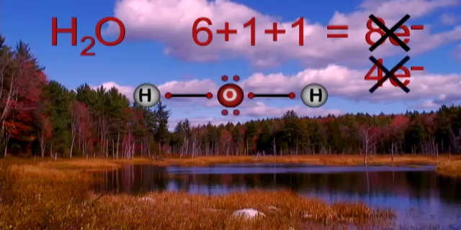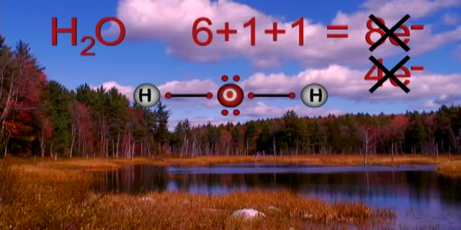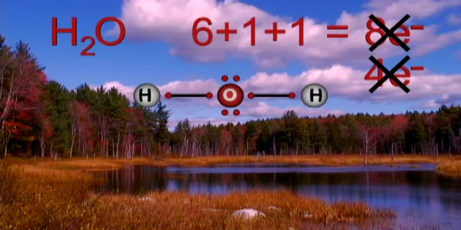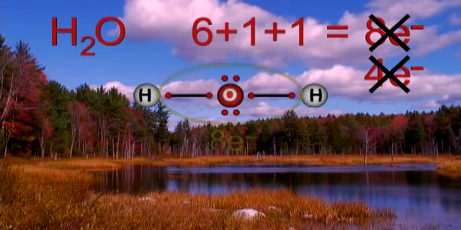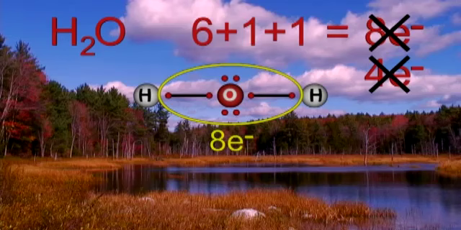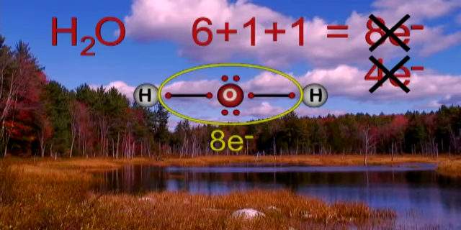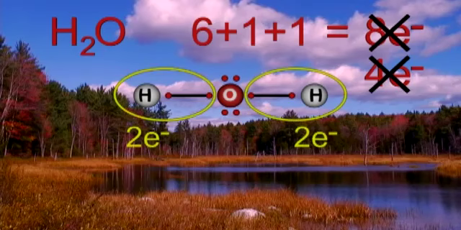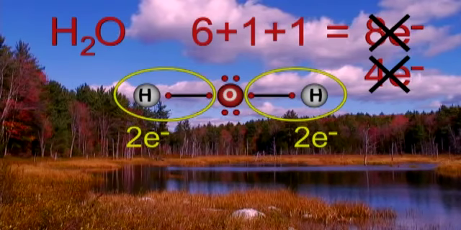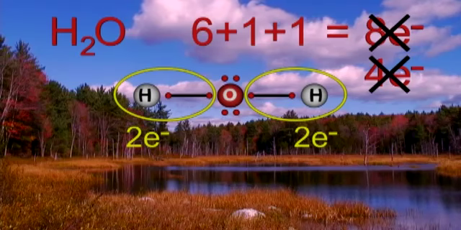After placing the remaining 4 electrons around oxygen, it has gained full valency. Or we could say oxygen has adopted the electron configuration of neon because it now has 8 electrons around it, sometimes called the octet rule. In addition, each hydrogen atom has 2 electrons, giving them full valency, or we could say that they have adopted the electron configuration of helium, sometimes called the duet rule.